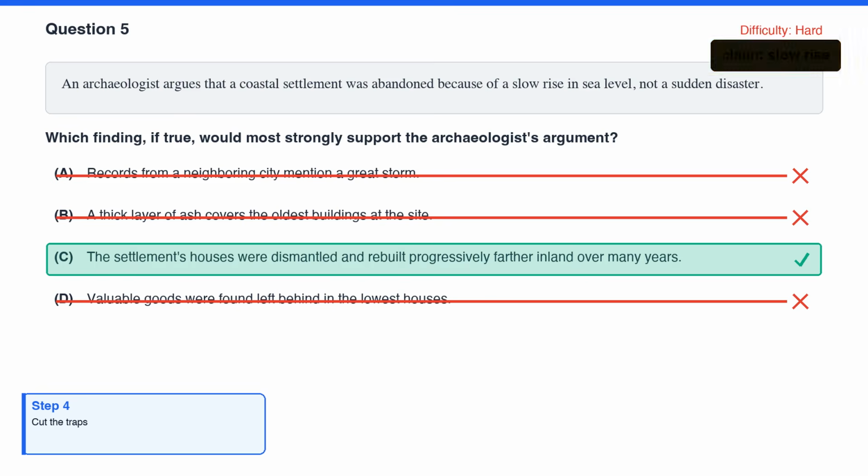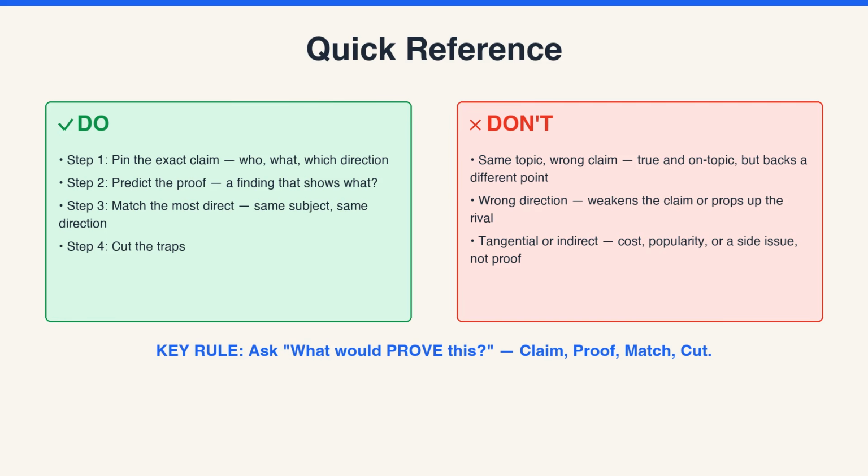Answer, C. Notice all three wrong answers are the wrong direction trap. Every one points to a sudden event, which is exactly what the claim rules out. If you can spot the direction on this one, you're set for test day. The command of evidence formula. Step 1, pin the exact claim: who, what, which direction. Step 2, predict the proof, a finding that shows what. Step 3, match the most direct, same subject, same direction. Step 4, cut the traps.